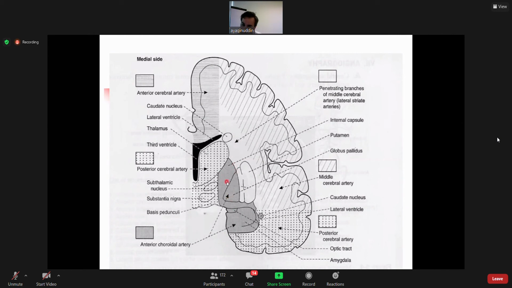And then the other part of the posterior limb and the retrolentiform part of the internal capsule are mainly supplied by the anterior choroidal artery. And in the visual cortex here, there would be the posterior cerebral contribution. But the main two arteries you should remember for the internal capsule are the penetrating branches of the middle cerebral, which are the lateral striate arteries, and the anterior choroidal artery. Thank you very much.